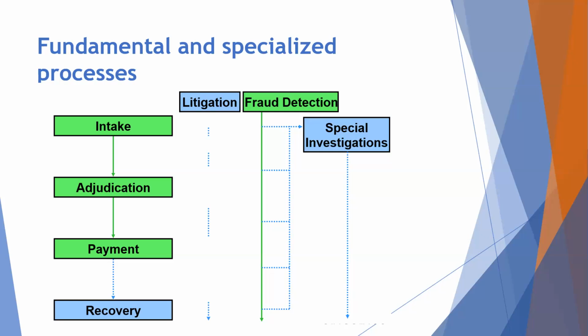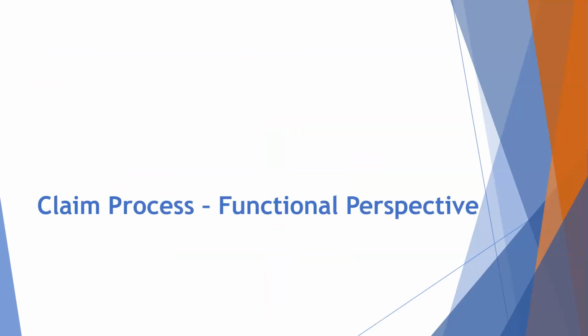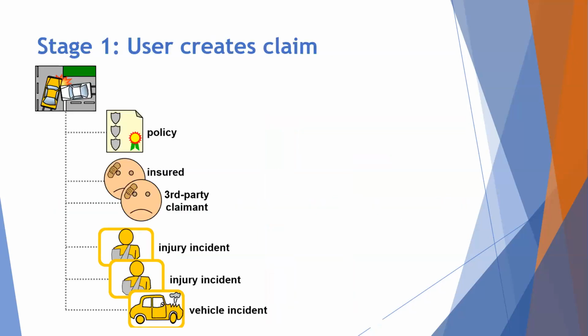And litigation, as I said, is also optional. If they are not able to determine whose fault it was, then there are some steps to identify whose fault it is. And fraud detection obviously happens for all claims, whether any fraud is there or not. If fraud is detected, then the special investigation team gets involved. Because that is the business process. Now the functional process.